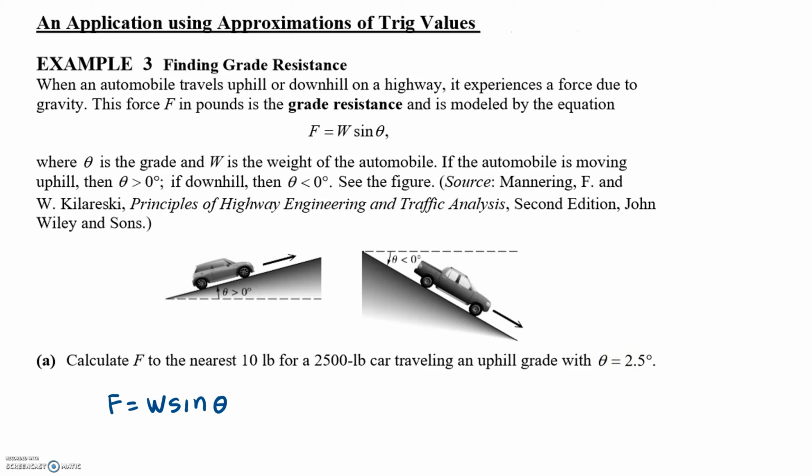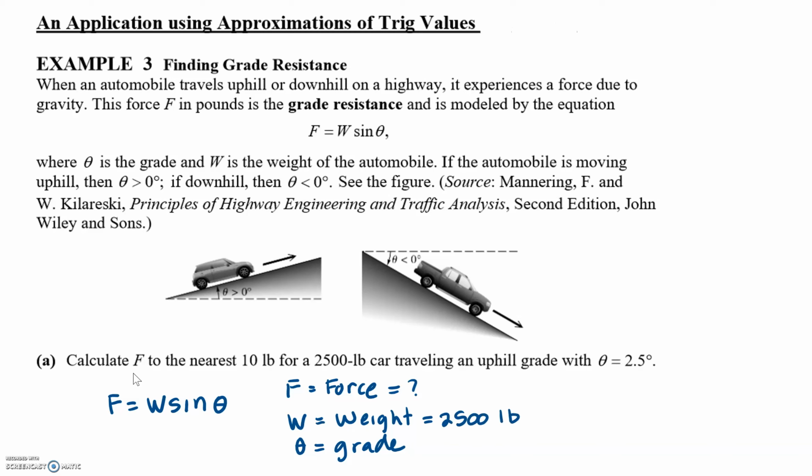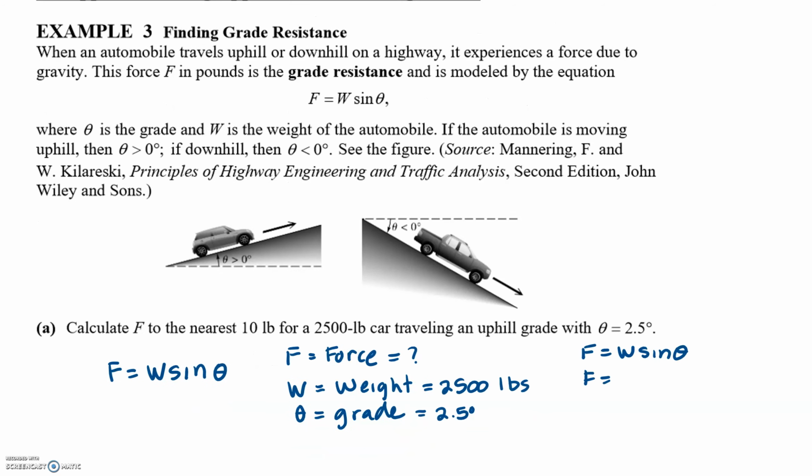Since F equals W sine of theta, that's our formula. F, if you remember, is the force, W is the weight, and theta is the grade. That is the degrees from the horizon going up, or the degrees from the horizon going down. And we want to find the force when the weight is 2,500 pounds and the grade is 2.5 degrees. So plugging this into our equation, we can put here the weight times sine of 2.5 degrees.